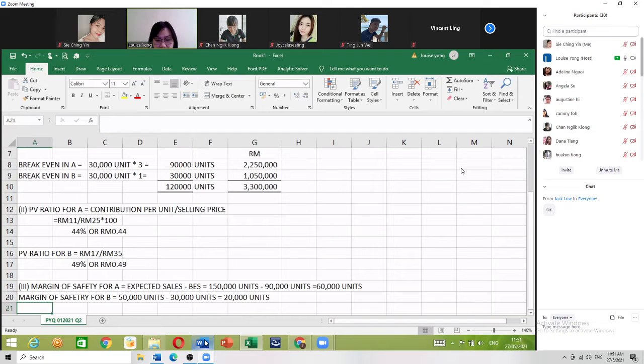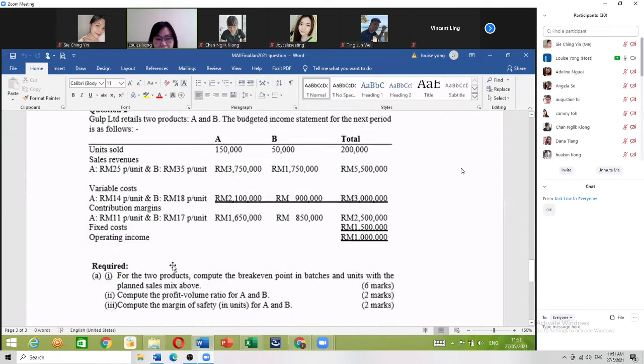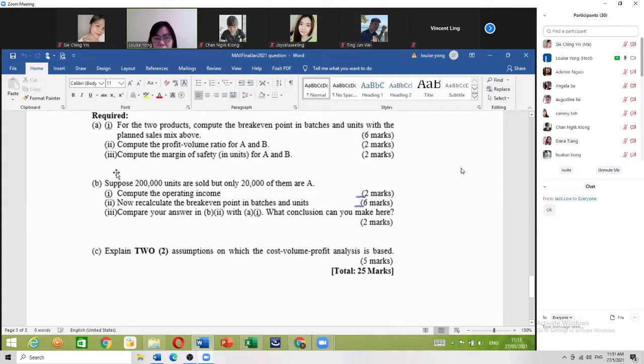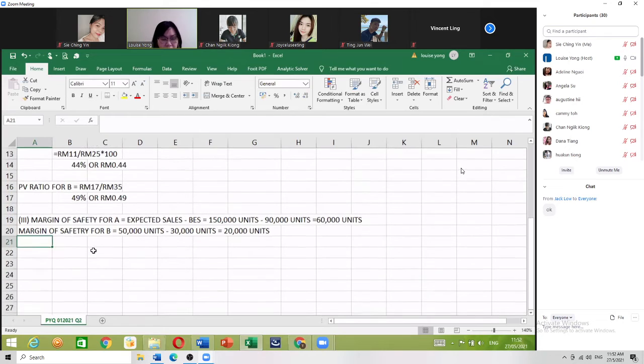Okay, so part B. Now suppose that 200,000 units are sold, but only 20,000 of them are A. Compute your operating income. Then recalculate your break-even point in batches and units. If it is 200,000 units, with 20,000 for A and 180,000 for B, what is your operating income?